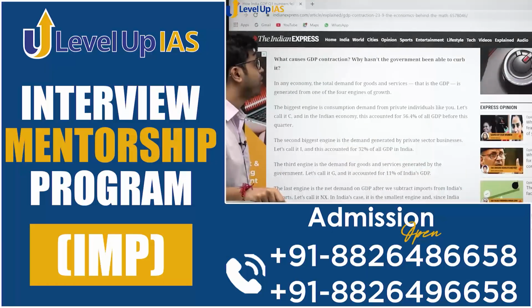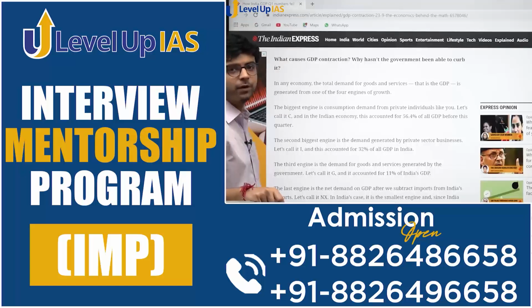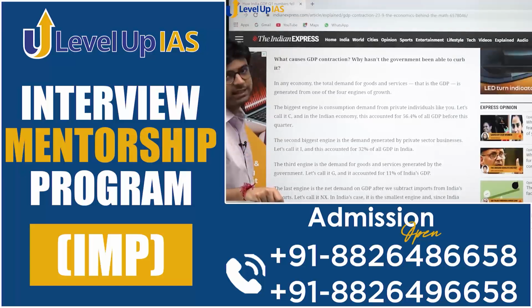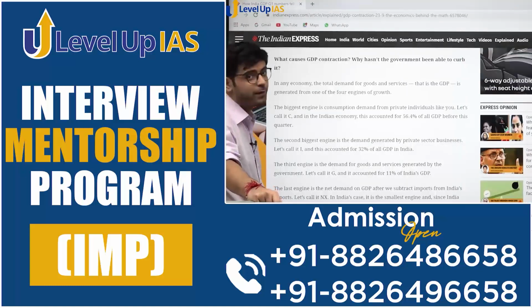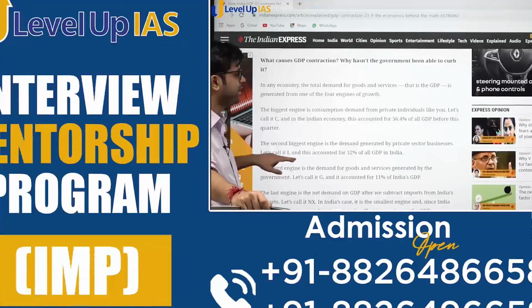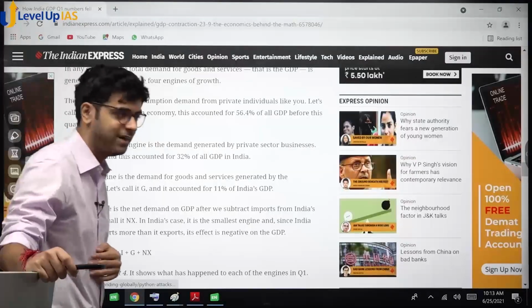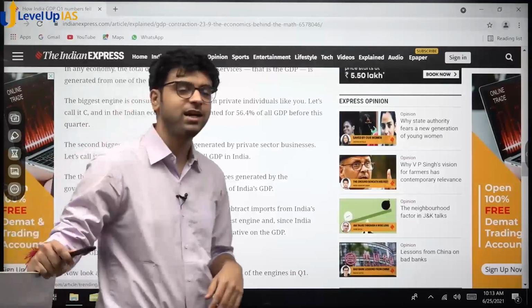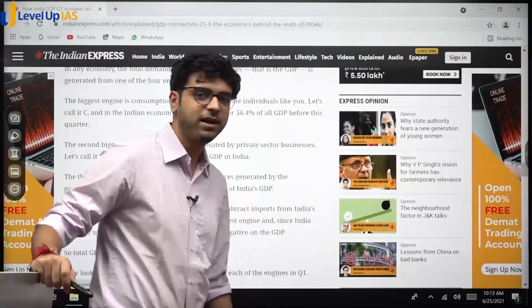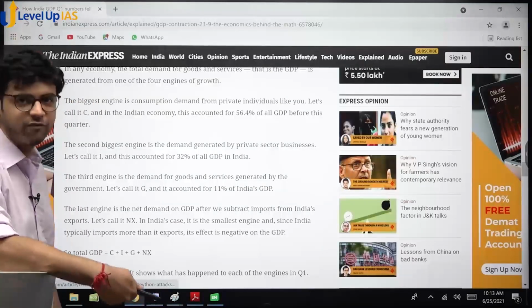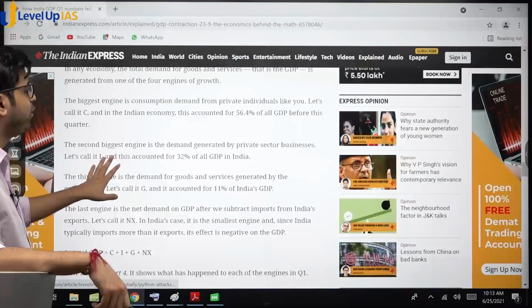What causes GDP contraction? Why hasn't the government been able to curb it? In an economy, total demand for goods and services, that is the GDP, is generated from one of the 4 engines of growth. Please pay your attention here. This is the most important thing, and trust me, when I taught the first lecture, I had not read this article. I had read it last year, but I didn't remember. But afterwards, when I read it, I saw that this is what we have been doing in our lecture. So that is why I took this article.